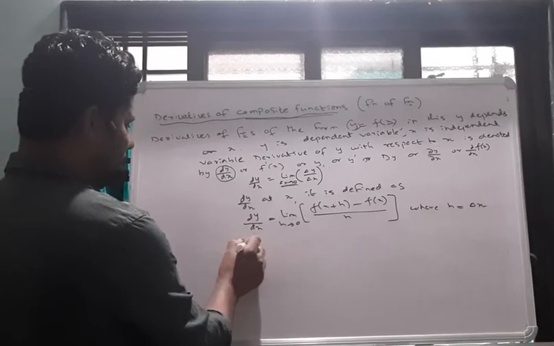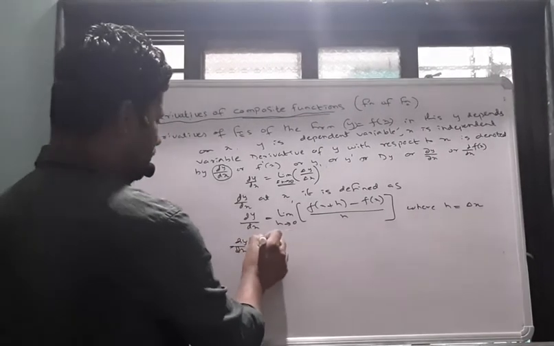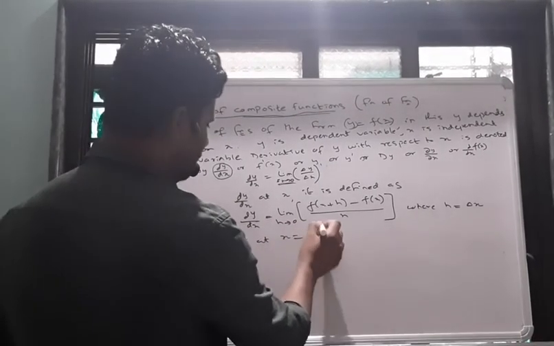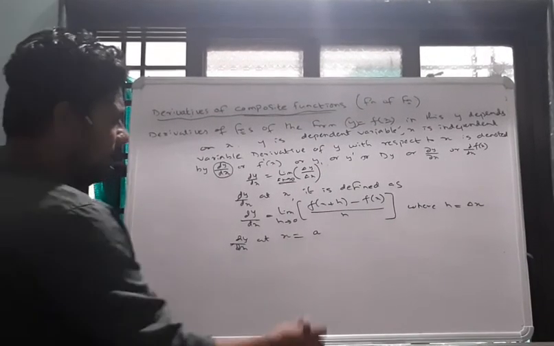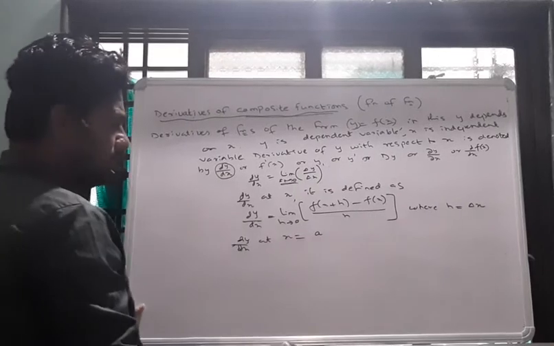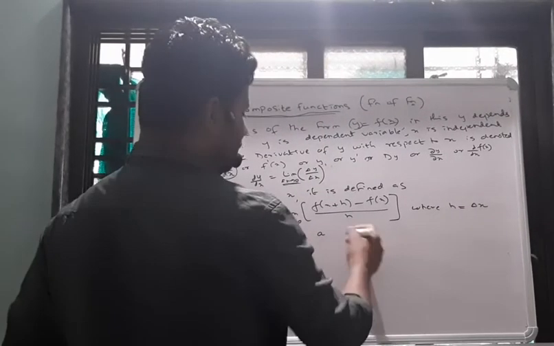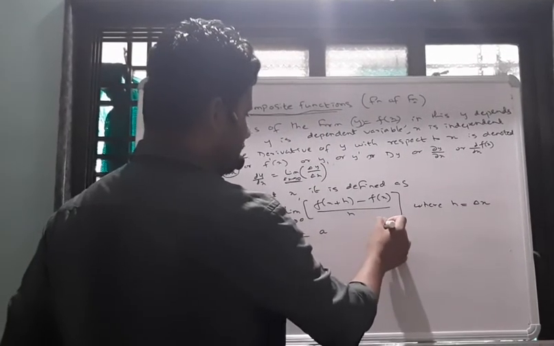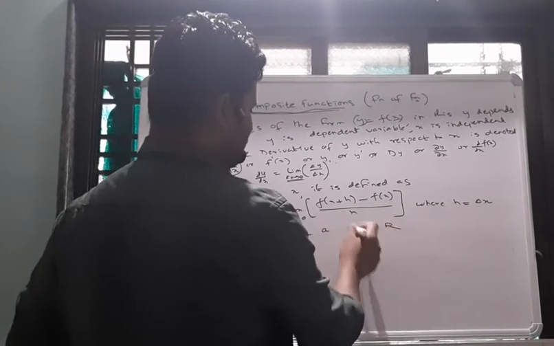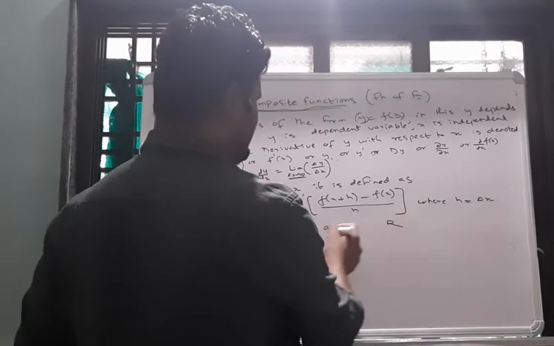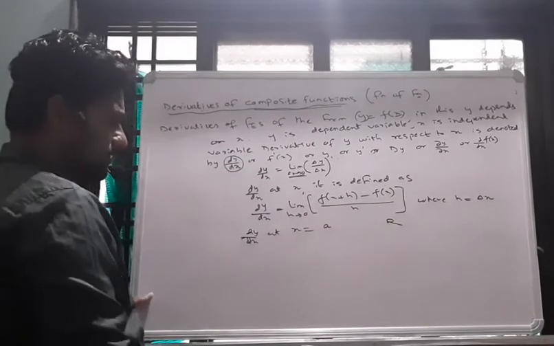Similarly, dy by dx is defined at a particular point x equal to a, where a is some particular point in the domain of the function y equal to f of x. Suppose the domain of the function is the real numbers, so x may be any real number. You can take a equal to 1, or whatever.